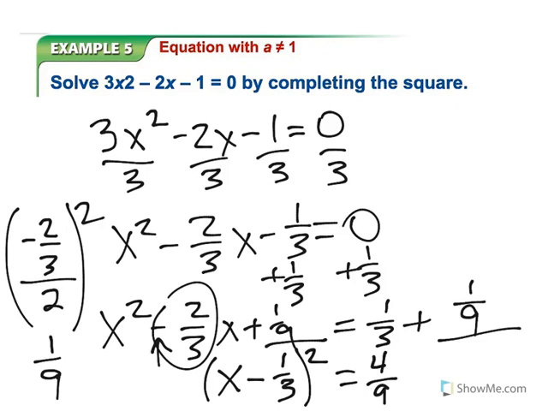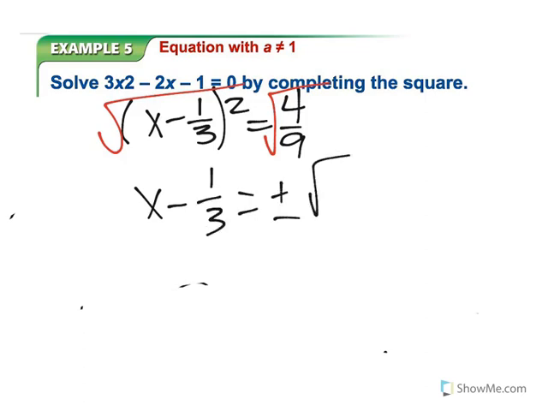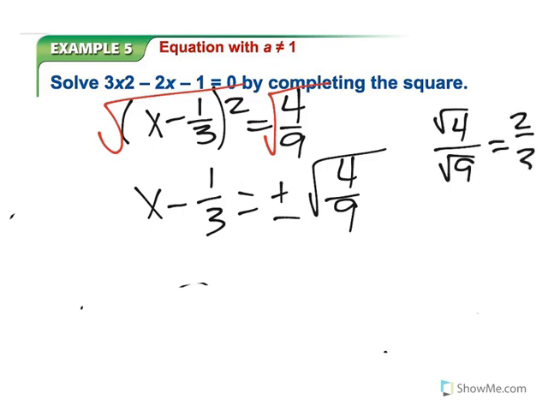And I'm going to erase all this so that we have enough room. Next thing we're going to do is take the square root of both sides. We get x minus 1/3 is equal to plus or minus the square root of 4/9. Now, we can take the square root of 4 over the square root of 9, which is equal to 2/3. So we get x minus 1/3 is equal to plus or minus 2/3.